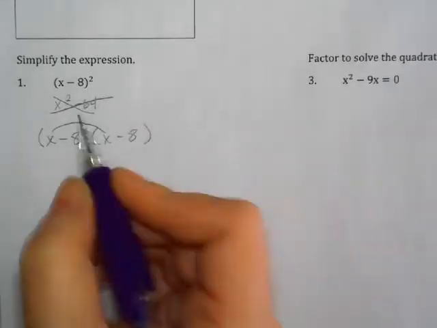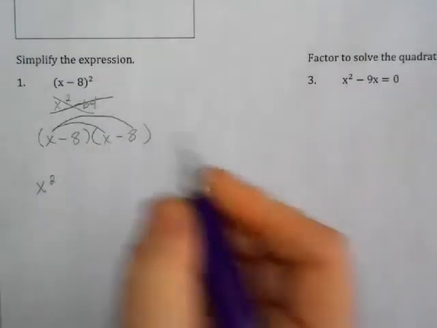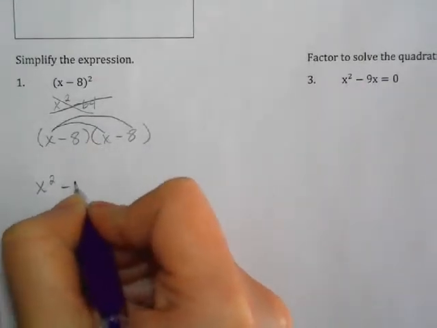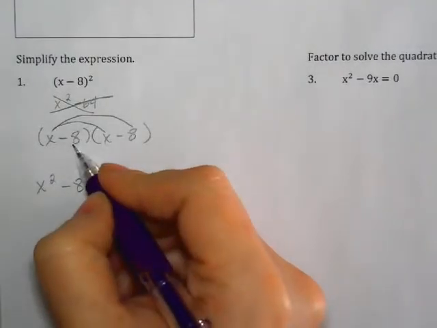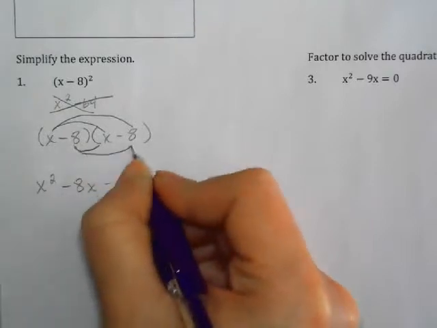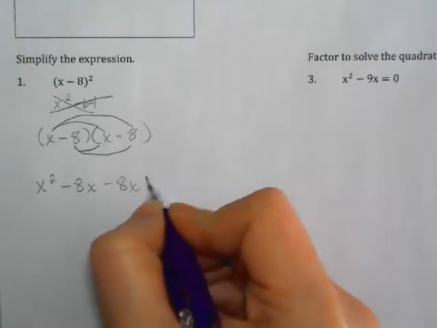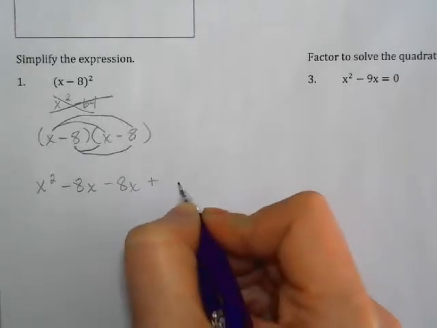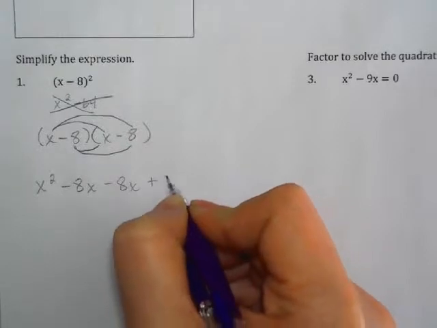That's the main one that we've been using. So that is x times x, x squared, x times negative 8, negative 8x. Write this down. Negative 8 times x, also negative 8x. And negative 8 times negative 8, which is? Positive 64.